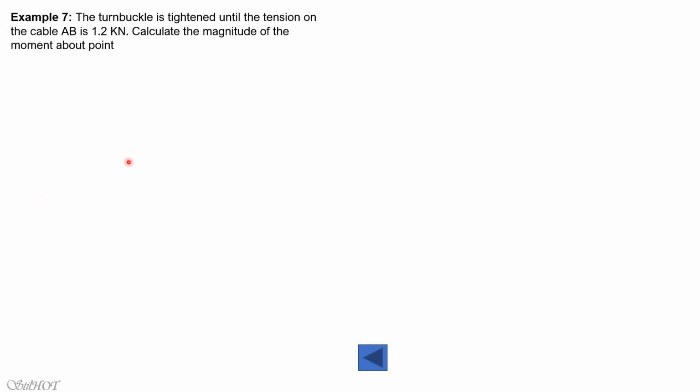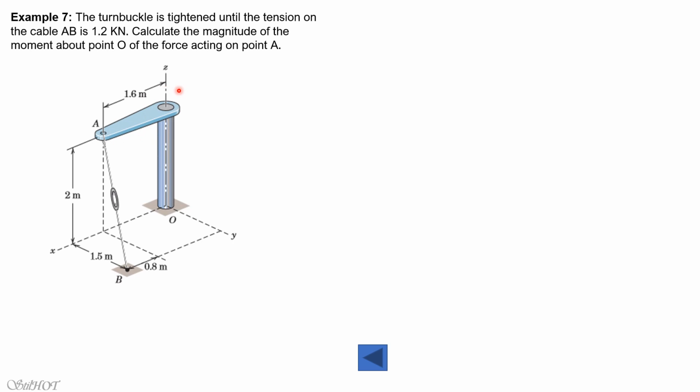So let's have the solution to example 7 in two methods. One is the scalar approach, right thumb rule, and the other one is by vector approach. So the turnbuckle is tightened until the tension on the cable AB is 1.2 kilonewtons. So remember, tension is pointing away from the point of application. Calculate the magnitude of the moment about point O of the force acting on point A.